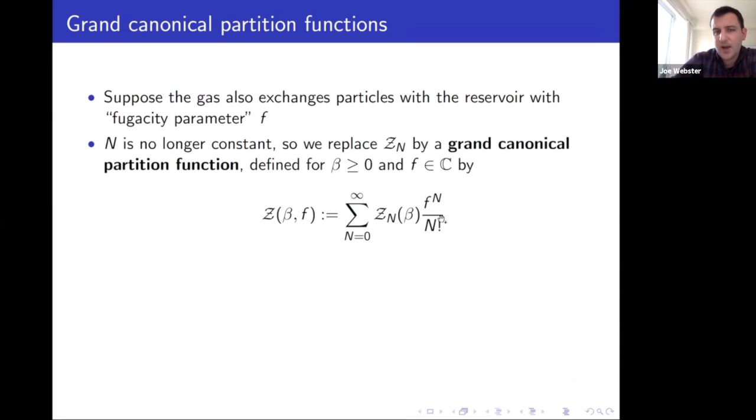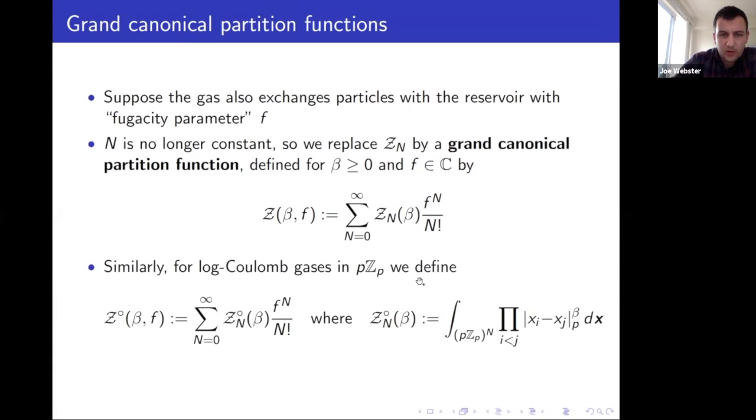Here I'm dividing by n factorial because now we are working under the assumption that the particles are all indistinguishable. And we've got this parameter to the n. Really, I like to think of the grand canonical partition function as just a generating function for all of the canonical partition functions. Notice that it is defined for all real beta that are large enough and for all complex f. It's in fact analytic for all such f.